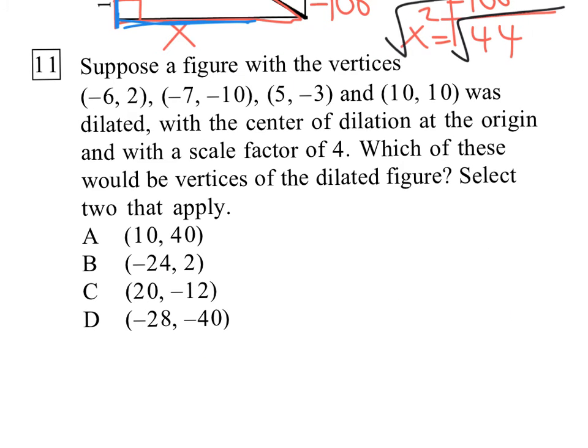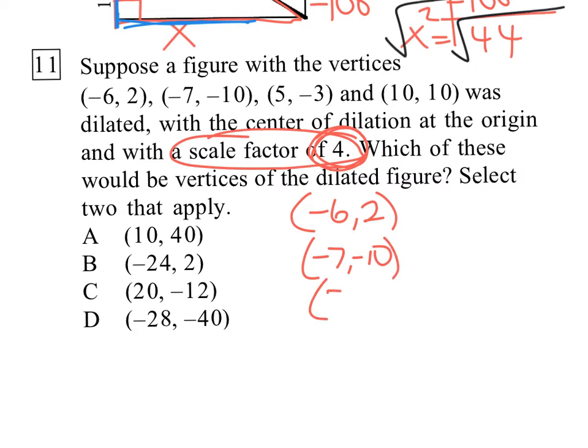All right, I think I went over this one with you guys, but if I didn't, biggest part of this problem is reading it, and it's kind of tough. It goes through vertices, which just means points. These are the 4 points. Was dilated with the center of dilation at the origin, no big deal, with a scale factor of 4. That is the big deal, especially that 4, that positive 4. So for every single point, you are going to multiply by 4, okay?